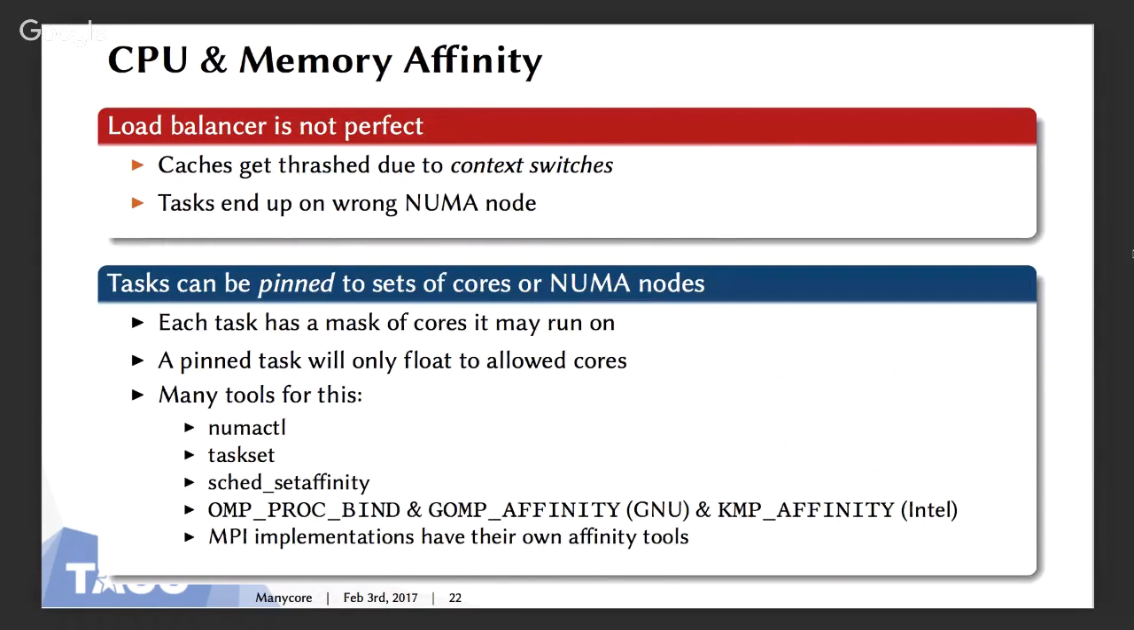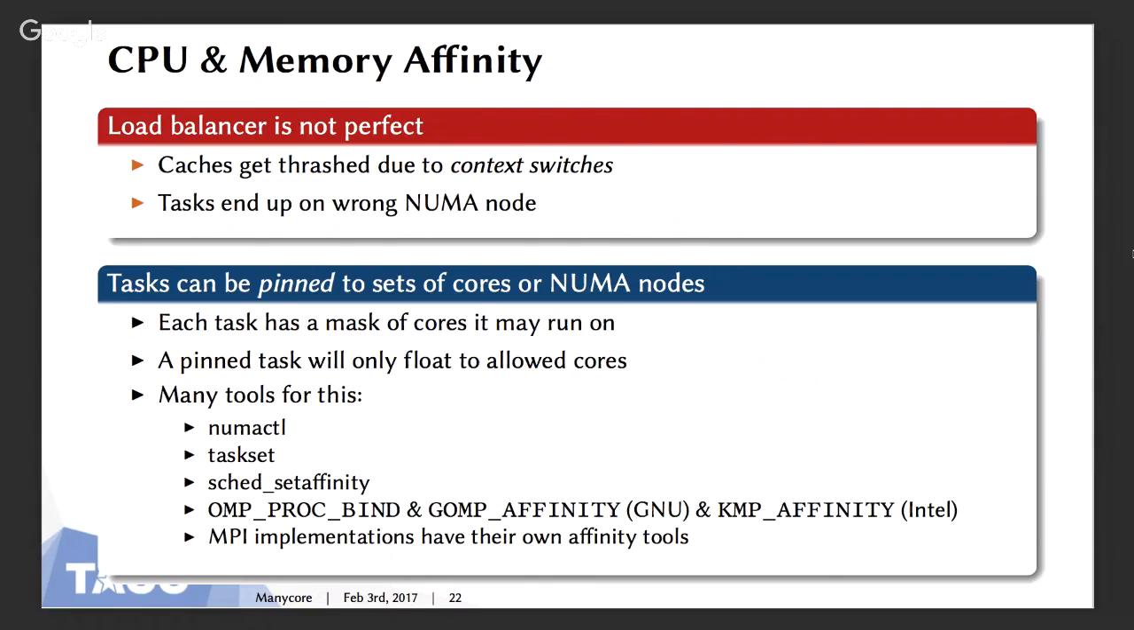So as you might guess, with a complicated setup like this, the load balancer is not perfect. You can end up with cache thrashing due to constantly switching context within a core, and tasks can end up on the wrong NUMA node. But there are lots of techniques to pin tasks to sets of cores or NUMA nodes. Each task is given a set of cores that it's actually allowed to run on, and a pinned task will only float to cores that are part of this set. There are a lot of different tools for this, basically saying, okay, this task you can only run on cores 0 and 1. This task you can only run on cores 2 and 4.